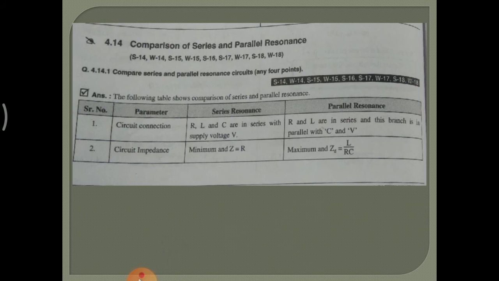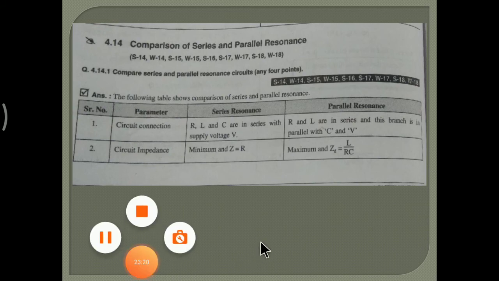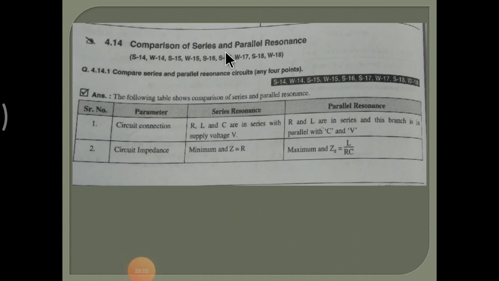Now comparison of series and parallel resonance circuit. First parameter is circuit connection. In series resonance, R, L and C are in series with supply voltage V. In parallel resonance, R and L are in series and this branch is in parallel with C and V, capacitor and voltage.